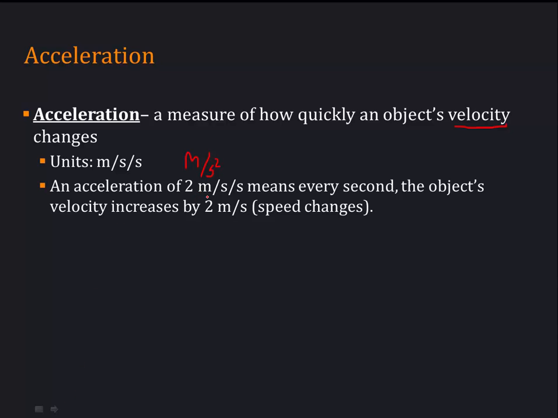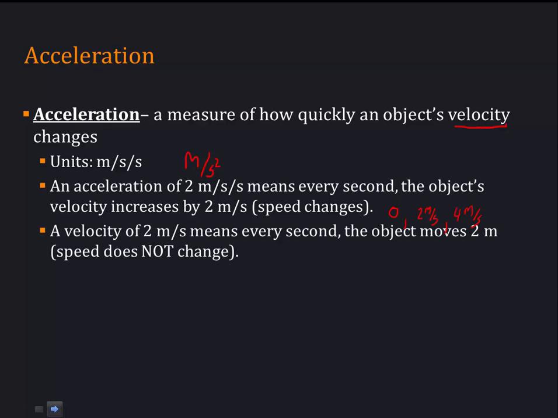So an acceleration of 2 meters per second each second means the object's velocity increases by 2 meters per second every second. That is to say, if it was moving at 0 meters per second, a second later it'll be moving at 2 meters per second, and a second after that it'll be moving at 4 meters per second. It's getting faster by 2 meters per second every second.